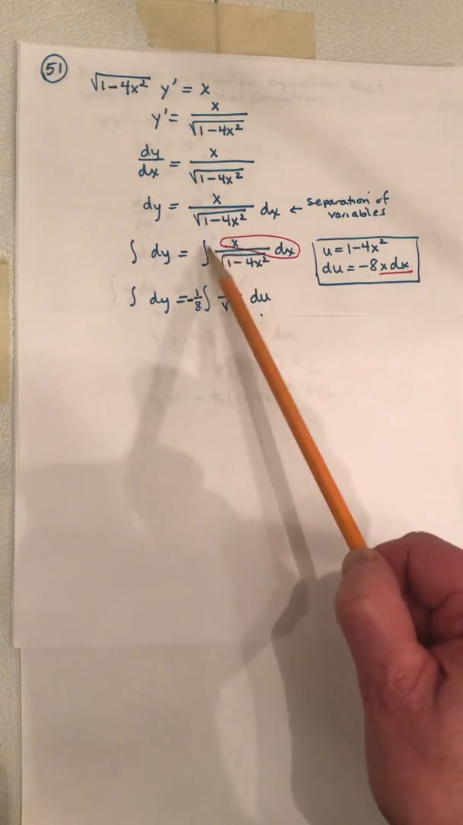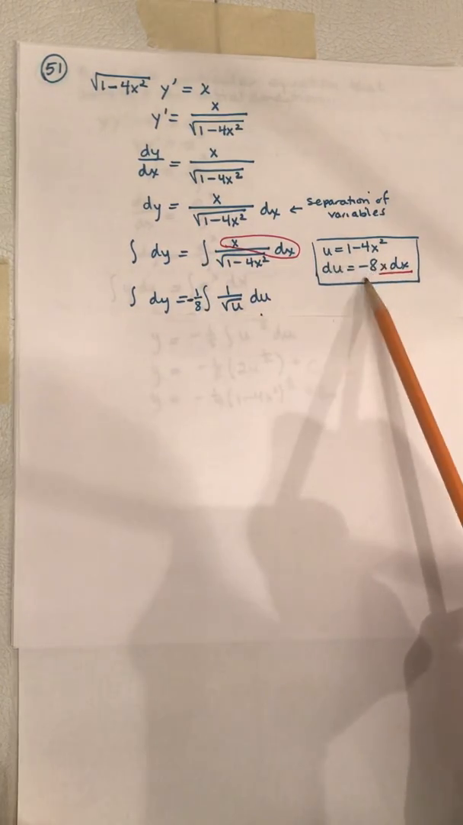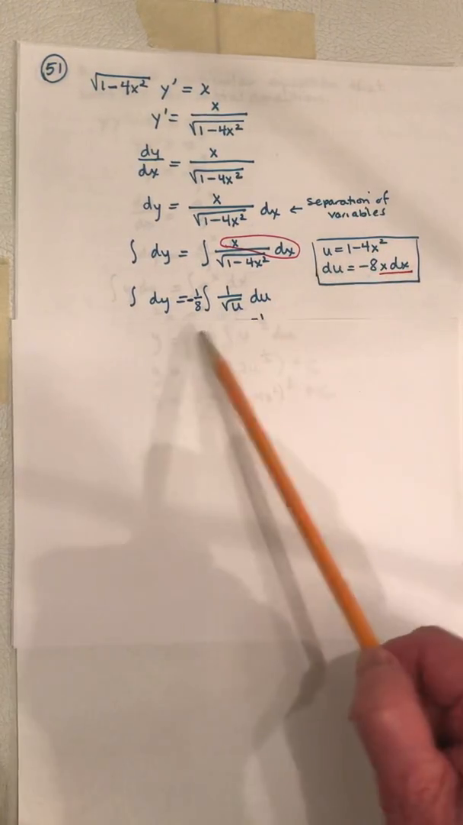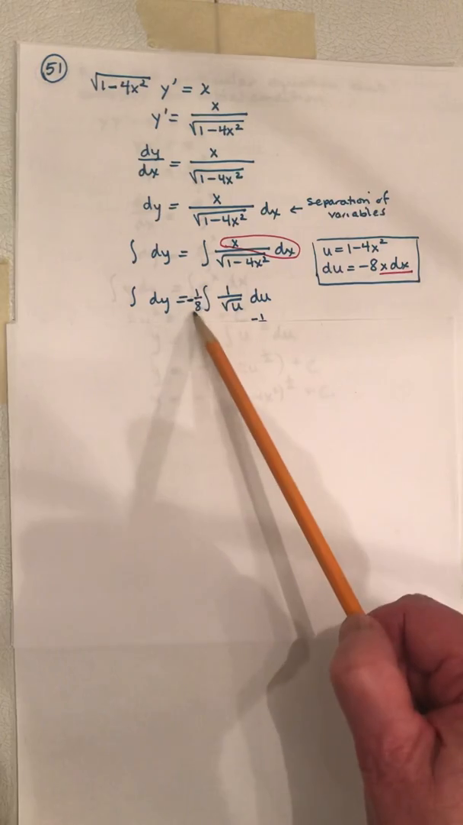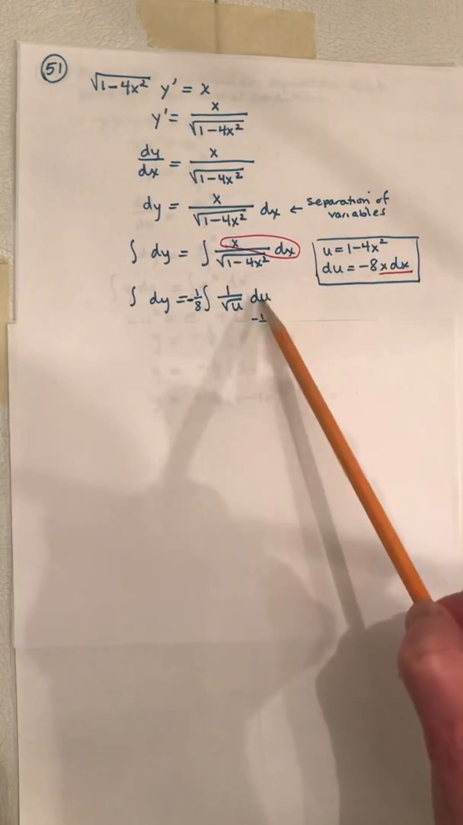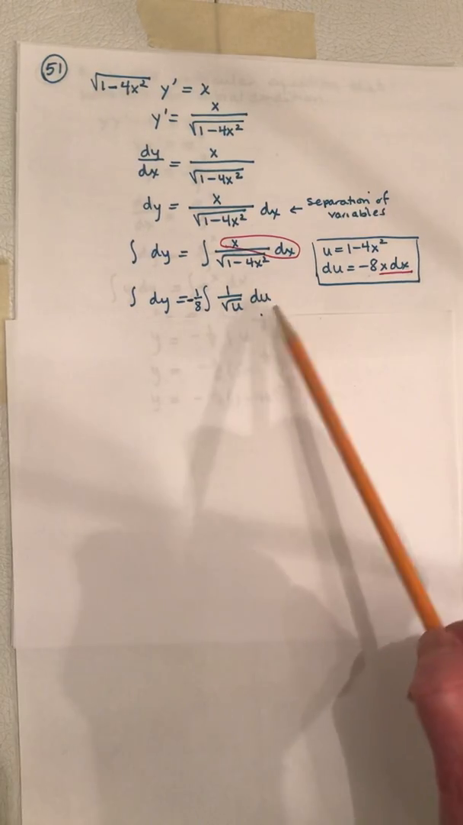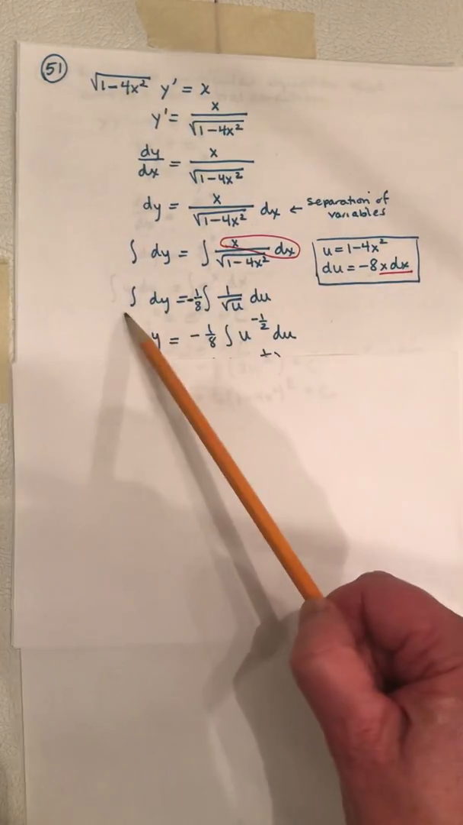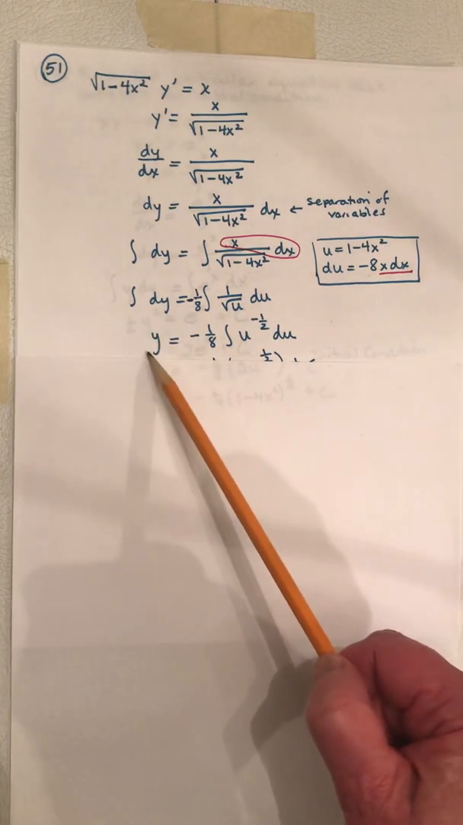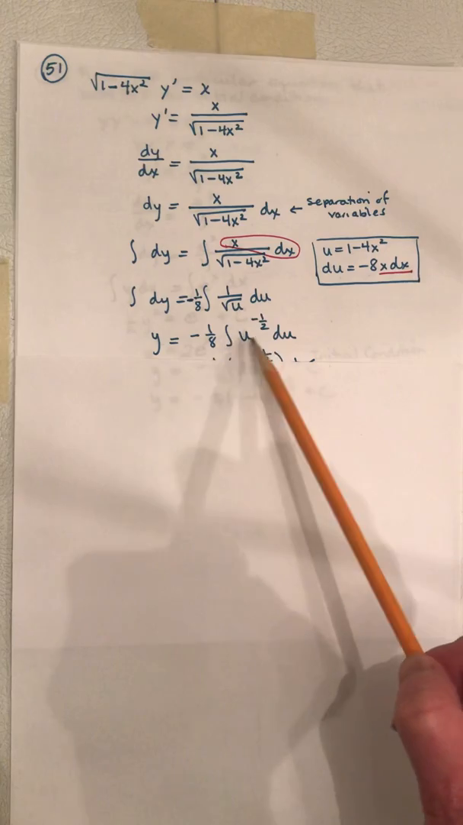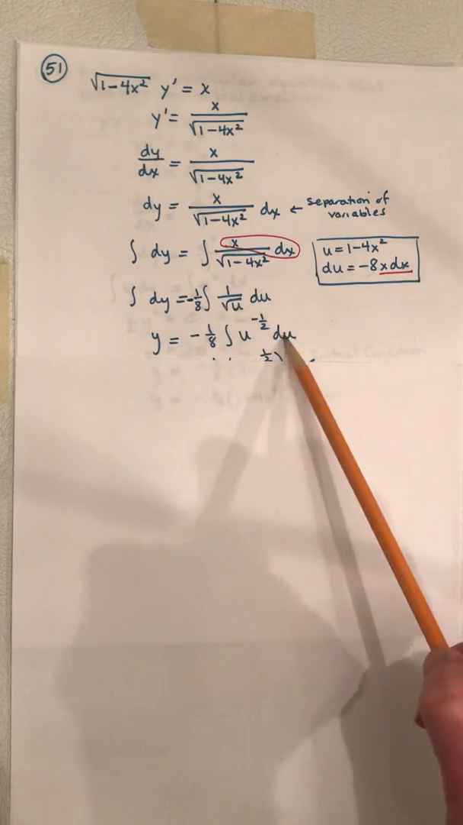Well, there's no negative 8 in this problem. So we're going to compensate for the negative 8 that's inherent in our du by multiplying by the reciprocal of negative 8, which is negative 1/8, which essentially cancels out the negative 8 inherent in the du. All right, so now let's see what we've got. We integrate dy, we get y. We have our negative 1/8 coefficient, and now we're going to integrate u to the negative 1/2 du.